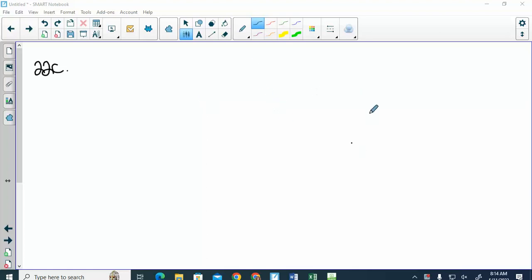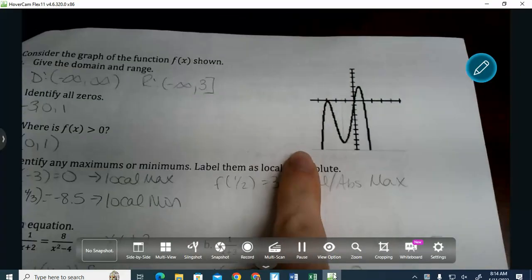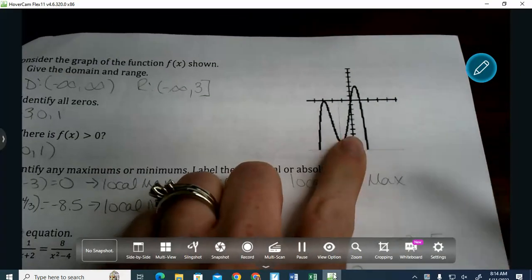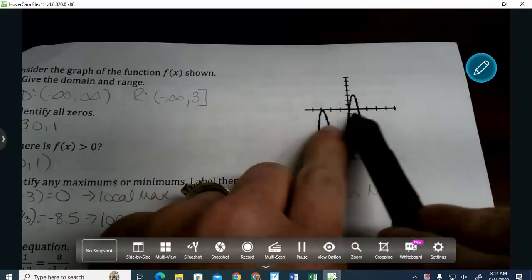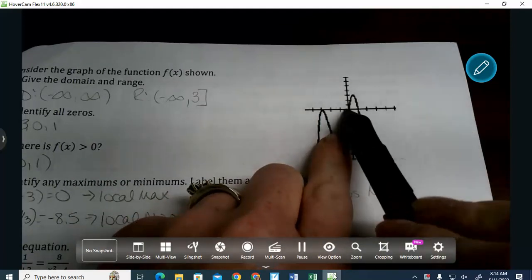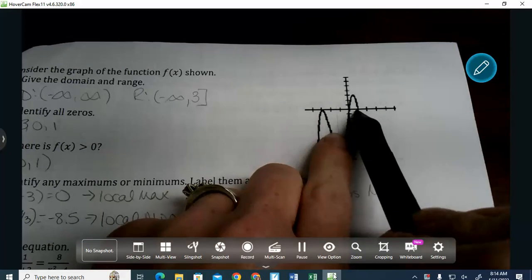Part C just asked where the graph was greater than 0. So let's take a look at this graph. Greater than 0 means above the x-axis. When you answer, you give me an interval, and you're using the x value. So we see it's only above the axis right here. That's starting at 0 and ending when x equals 1. They get parentheses because I didn't say equal to.